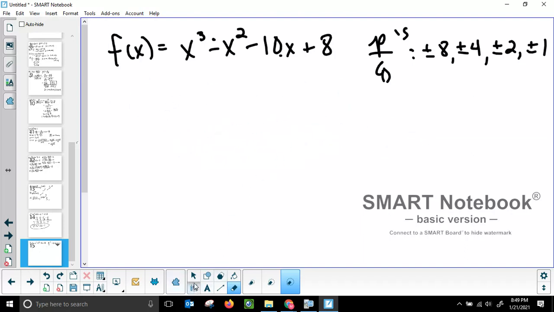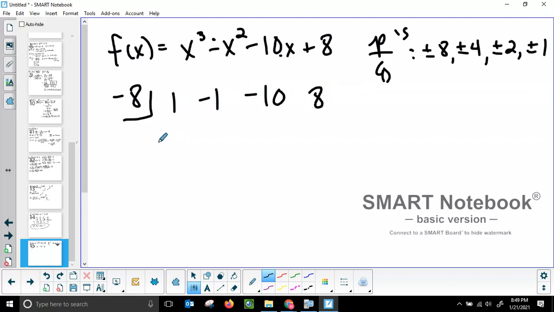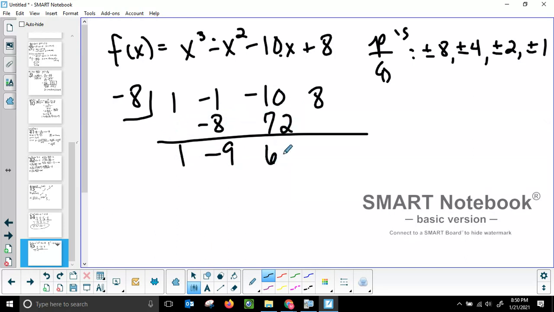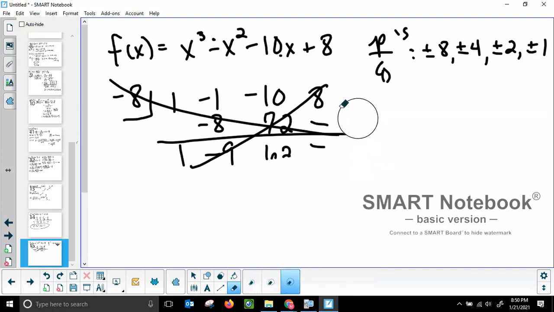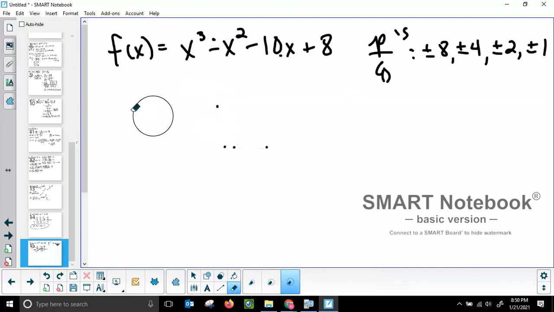Let's try 8, or negative 8 rather. 1, negative 1, negative 10, no way. Okay, so none of these work. Then this would have to be on the calculator portion, again, unless we made a mistake somewhere.